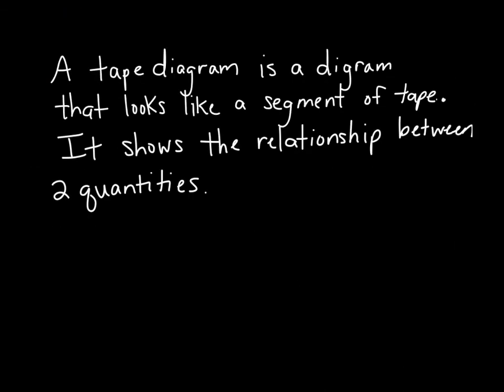A tape diagram is another way that we can explore ratios, and it says a tape diagram is a diagram that looks like a segment of tape, and it shows the relationship between 2 quantities. So we're going to take a look at that here in example 2.